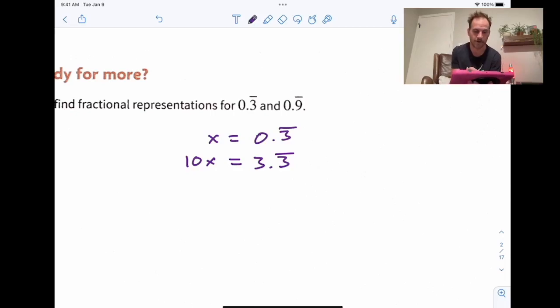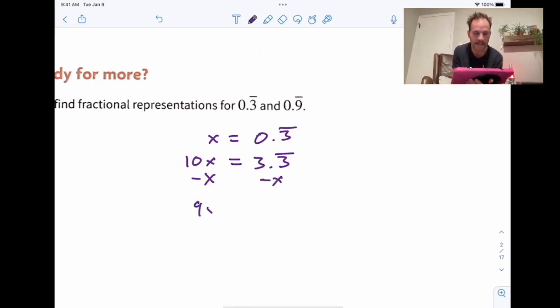This is the crazy part, all right? So what I'm going to do is I'm going to take away 1x from both sides. So subtract x, which remember, x is equal to 0.3 repeating, right? So we take away x, but we're also subtracting 0.3 repeating, right? Because x is 0.3 repeating, right? So we subtract x from both sides.